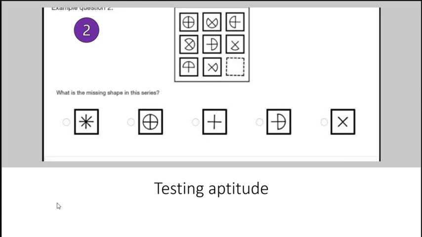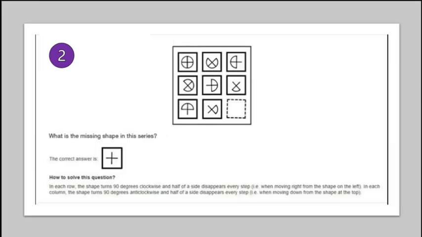This question tests your aptitude. You have to figure out which one of these fits here. You're going to be looking for the pattern. The plus sign is the answer. And here's how you solve it. In each row, the shape turns 90 degrees clockwise, and half of a side disappears every step. In each column, the shape turns 90 degrees anti-clockwise, and half of the side disappears every step.